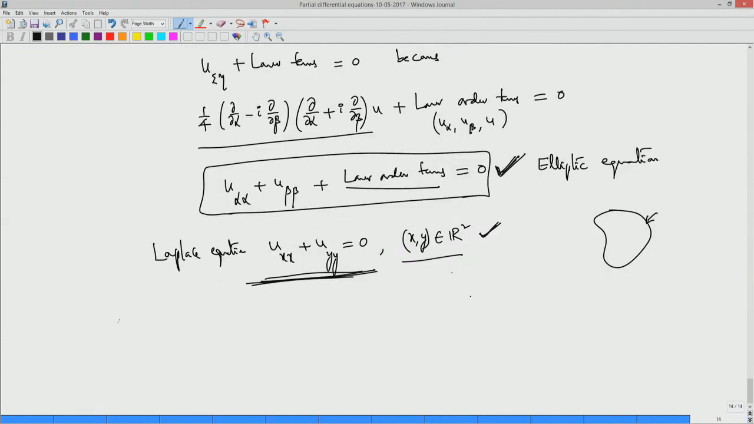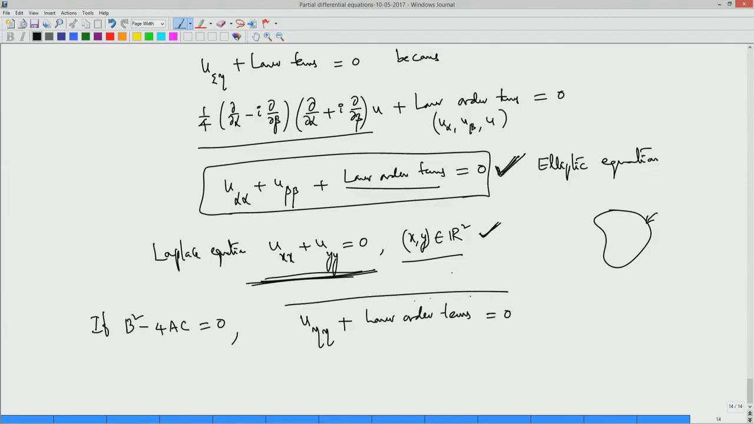So, what happens if b square minus 4ac equal to 0, what you end up with is the canonical form u eta eta plus lower order terms equal to 0, because c star is non-zero. So, this is the canonical form of the parabolic equation. This is the parabolic equation.